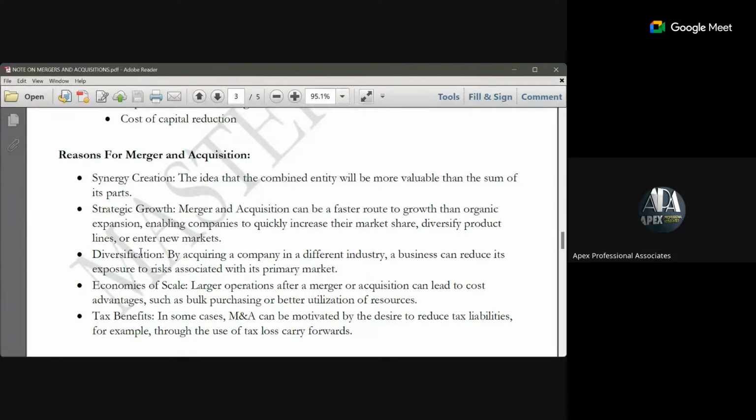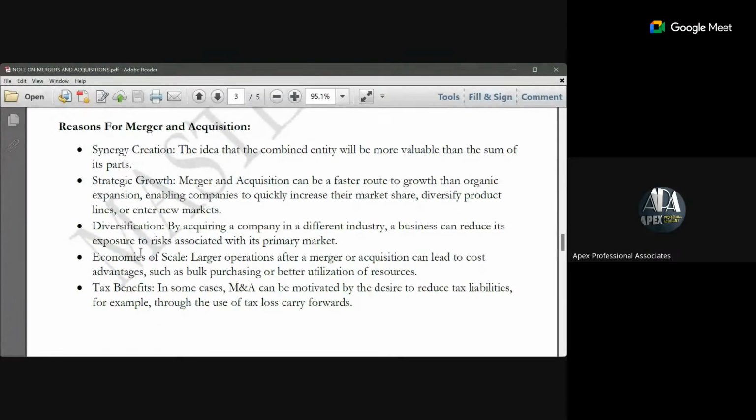I have already explained the benefits and the disadvantages of mergers and acquisition. So strategic growth is one of the reasons for mergers and acquisition. Then there is diversification. By acquiring a company in a different industry, a business can reduce its exposure to risk associated with its primary market. Just like I explained earlier, diversification is one of the reasons why mergers and acquisition arise.